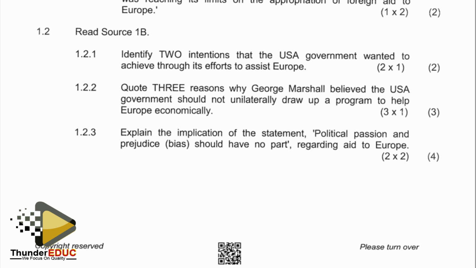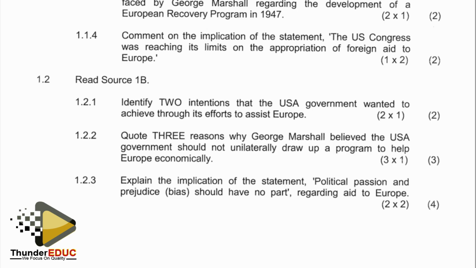So we should pay attention to the mark allocation when we are answering source-based questions, such that we won't get surprised at the end when we get the result. You get a result which you were not expecting. It's because maybe you were not giving full responses, or you were not responding to the fullest of the demands of the question. For example, you are answering a 2 by 2 question. You give 1 response and you expect to get 4 marks for that 1 response. You can only get a maximum of 2 marks for giving 1 response.